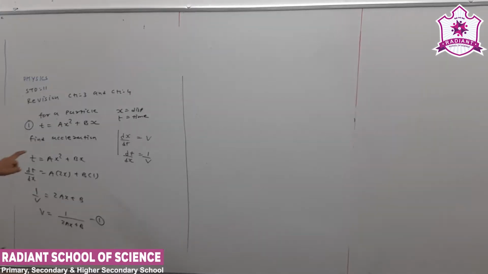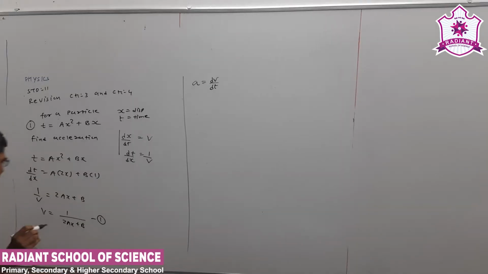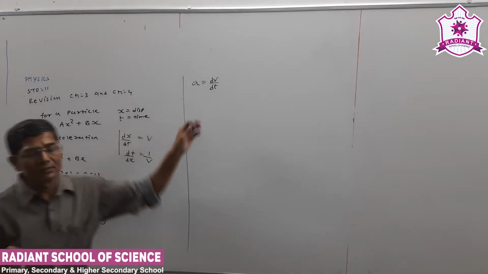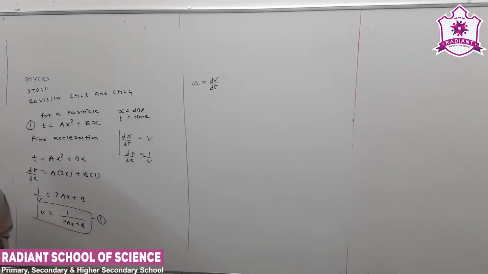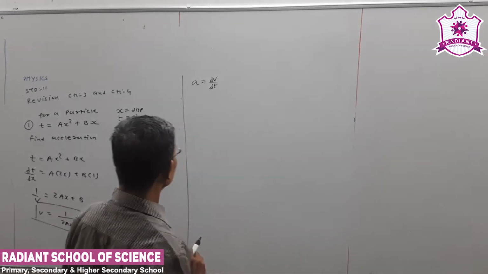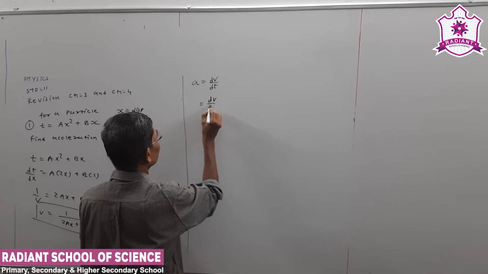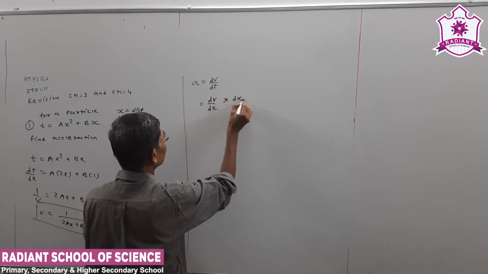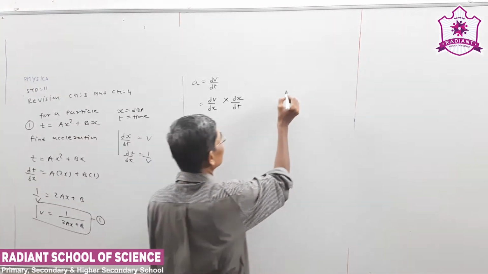Now we have to calculate acceleration. We know acceleration is dv by dt. But what we can see in the equation of velocity is that there is no t. This is 1 upon 2ax plus b. So in that case we have to think a little bit differently. We can write this as a is equal to dv by dx into dx by dt. That is nothing but the chain rule in terms of derivatives.